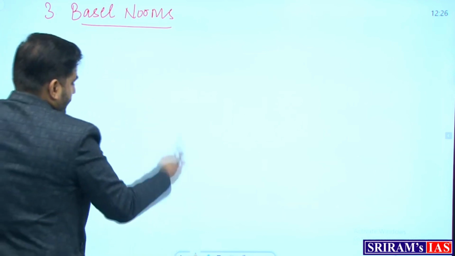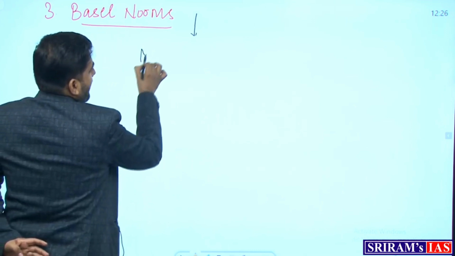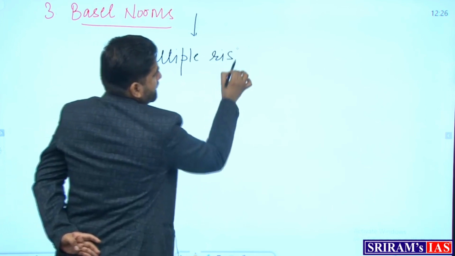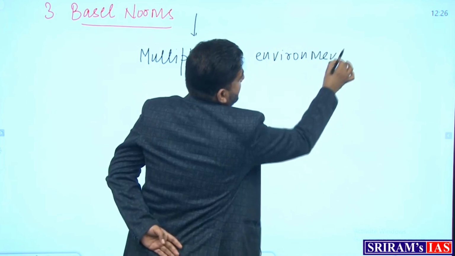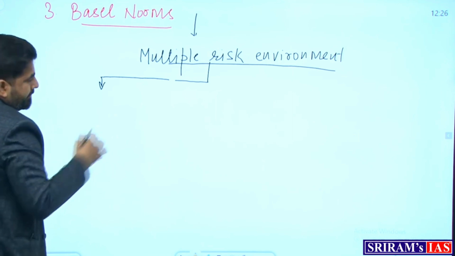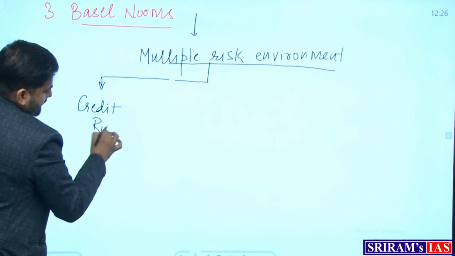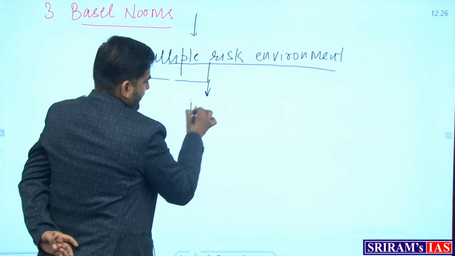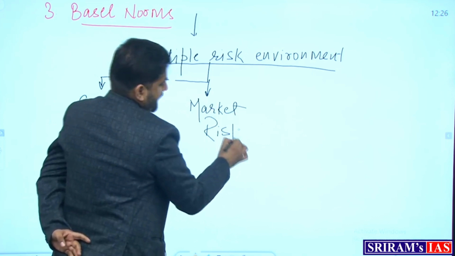So the point which I am trying to make here is that banks operate in a multiple risk environment. And there are three types of risk which the banks mainly face. One is credit risk. Second is market risk. And third is operational risk.